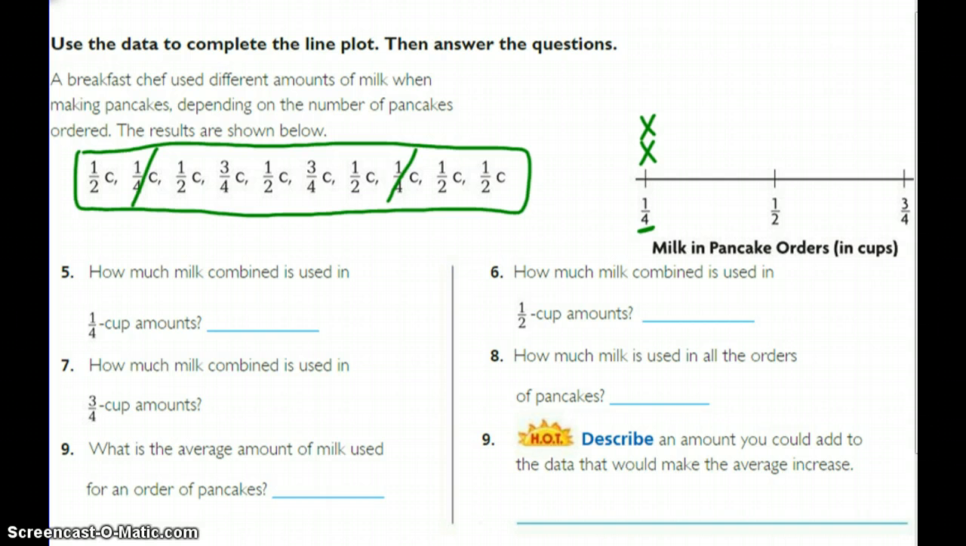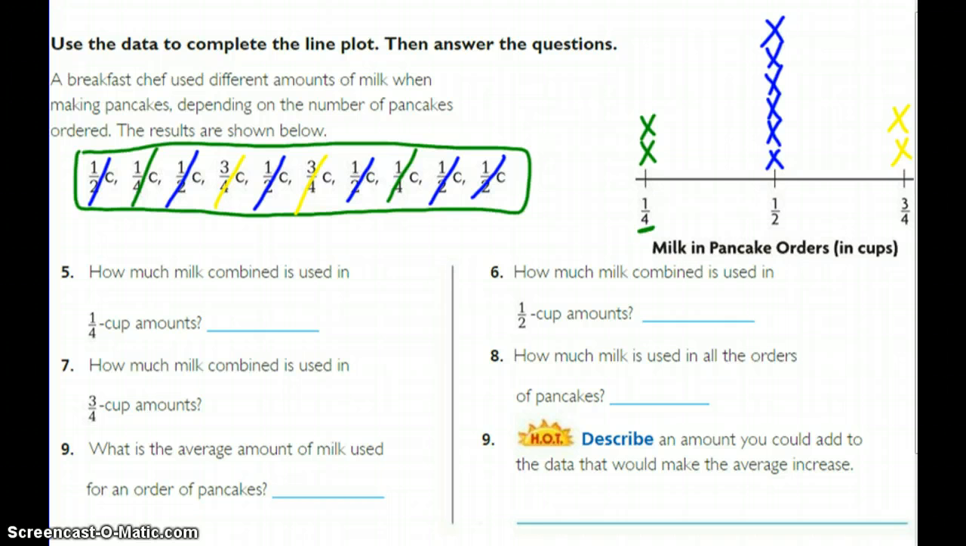Now I'm going to come through and look for my 1/2s. And I have 1, 2, 3, 4, 5, 6. So I put 1, 2, 3, 4, 5, 6 X's here. And now finally I'm going to come through and I'm going to see 1, 2 3/4. And I'm going to mark them over here. 1, 2 X's for 3/4.